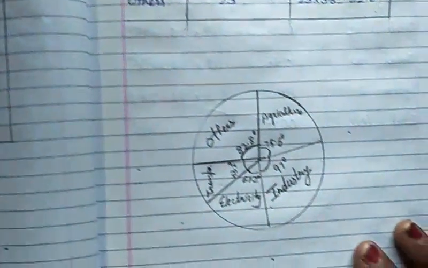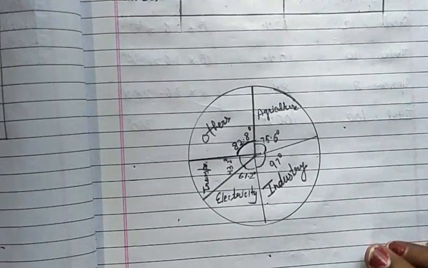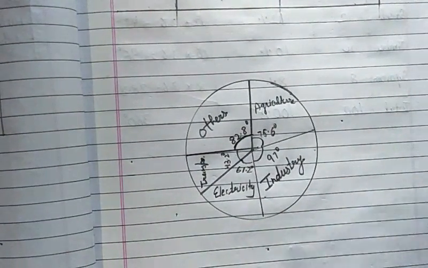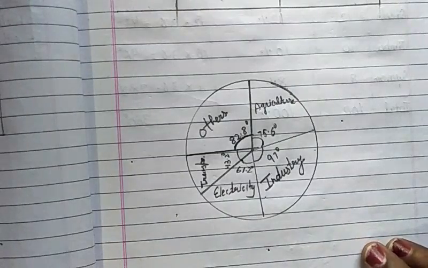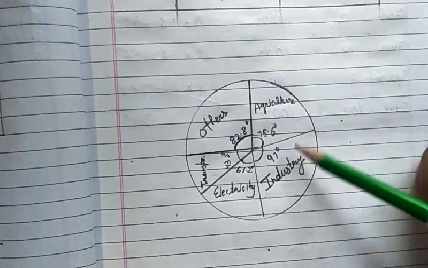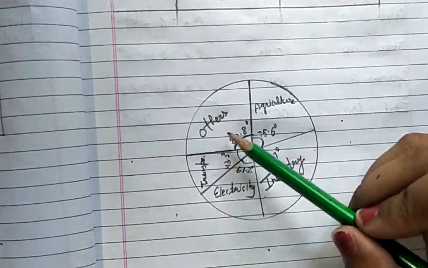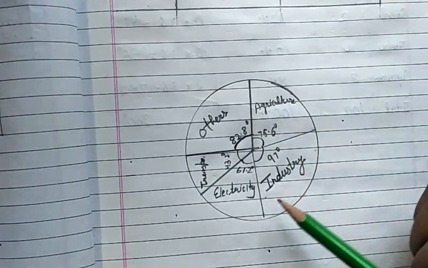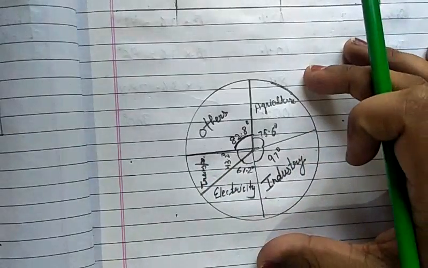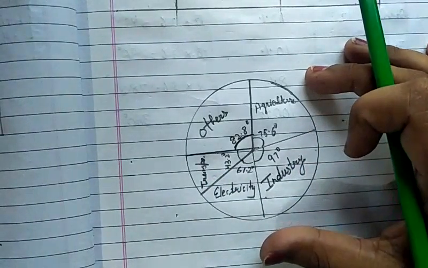Okay students, this is how we make a pie chart. So this pie chart is related to question number 13. Okay students, you can also add more colors in these areas. You can use different shades by using different colors, so that it will look more attractive.